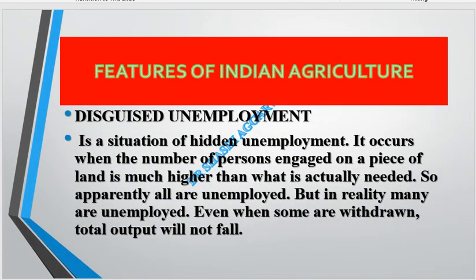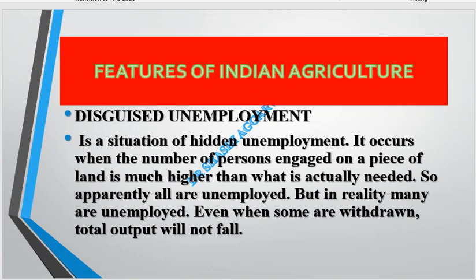Disguised unemployment. It's a situation of hidden unemployment. It occurs when the number of persons engaged on a piece of land is much higher than what is actually needed. Like in agriculture, if we need 3 persons, but the family consists of 7 members, and all 7 are working on the agriculture, but the land requires only 3 persons. So 4 persons are disguised unemployed.